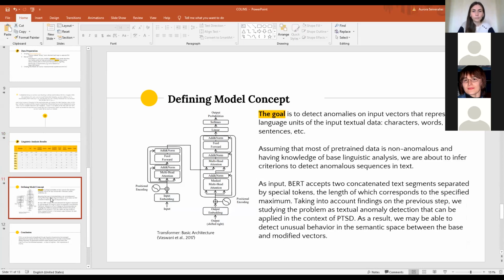Yeah, for the result we computed descriptive statistics as shown in the table, and that will further be used as triggers for our model. As for context-dependent classification, as input, BERT accepts two concatenated text segments separated by special tokens, and the length corresponds to the specified maximum. The original model was pre-trained on a huge data set of untagged text, and since we use an anomaly detection approach, that is assumed to be non-anomalous, while the input sentence that we use for detection, with the help of the previously distinguished words with specific weights, is assumed to be treated as probably anomalous.